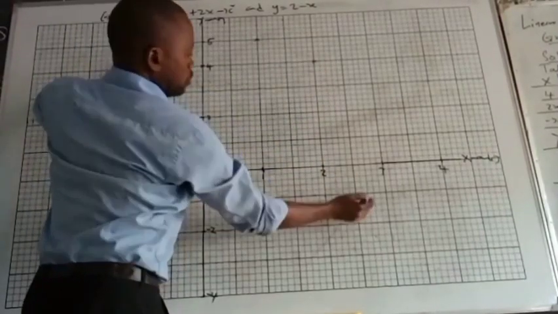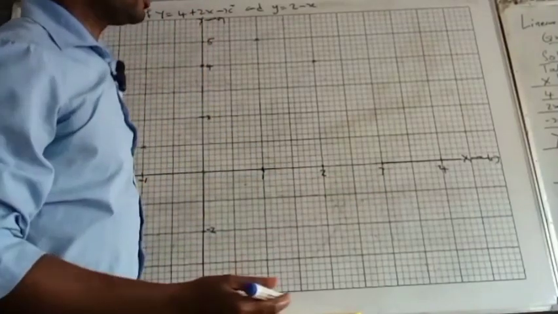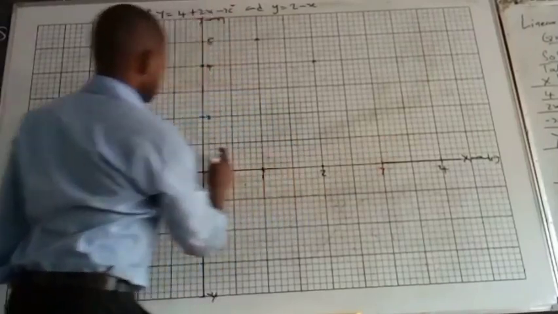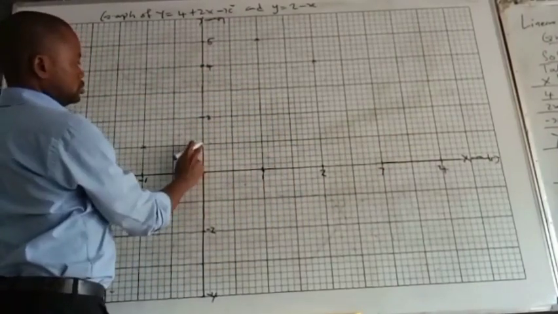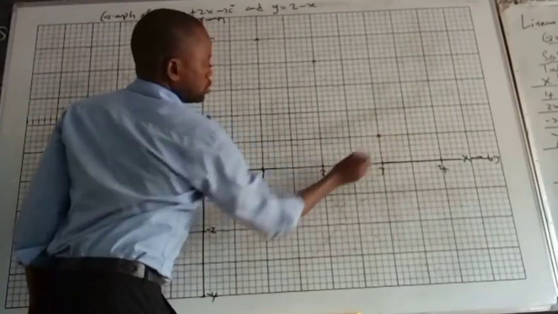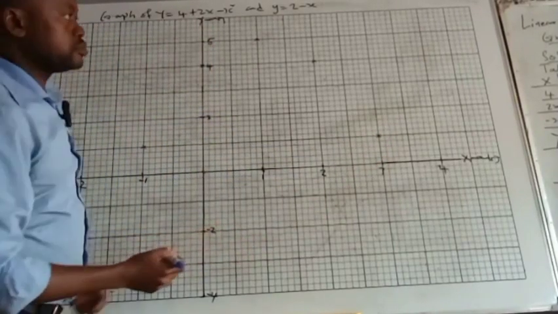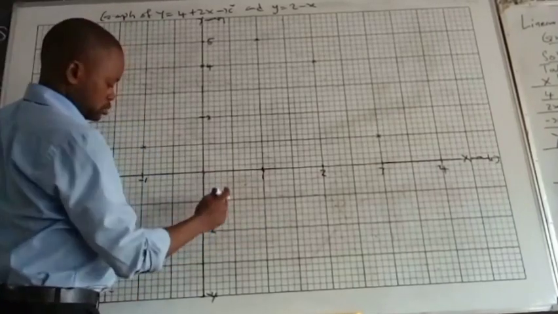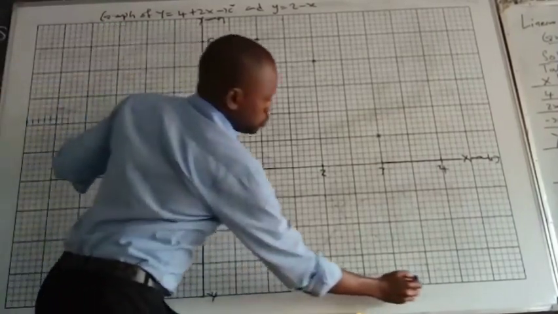Here. And when x is 3, y is what? 1. 1 is here. From here, this is 1. Here. And then when x is 4, y is minus 4. Okay. From minus 4, you go to.